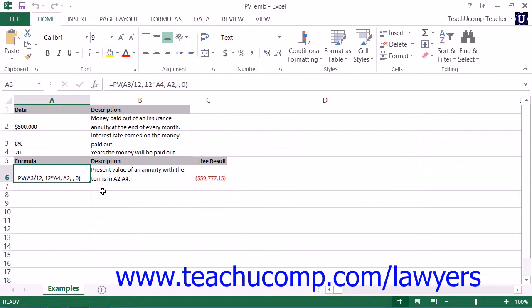Next is type, which is also an optional argument. You can enter 0 or omit it entirely if payments are due at the end of the period. You can enter 1 if the payments are due at the beginning of each period.